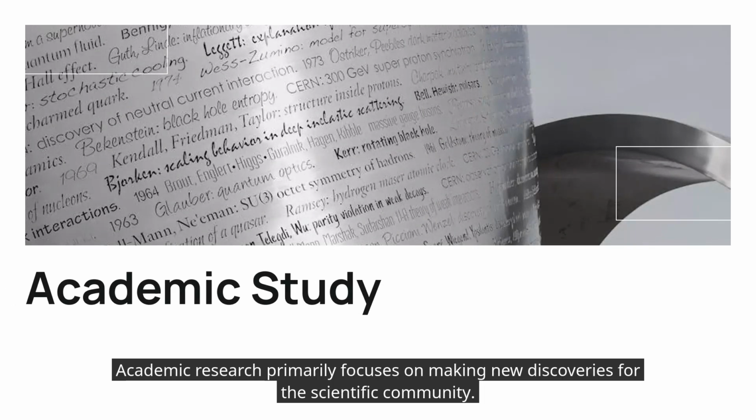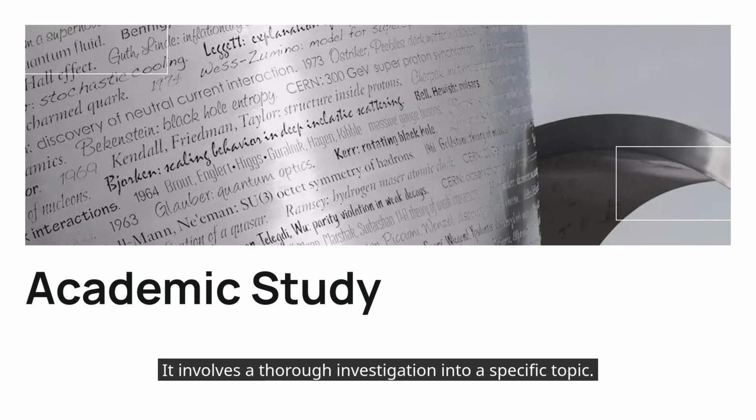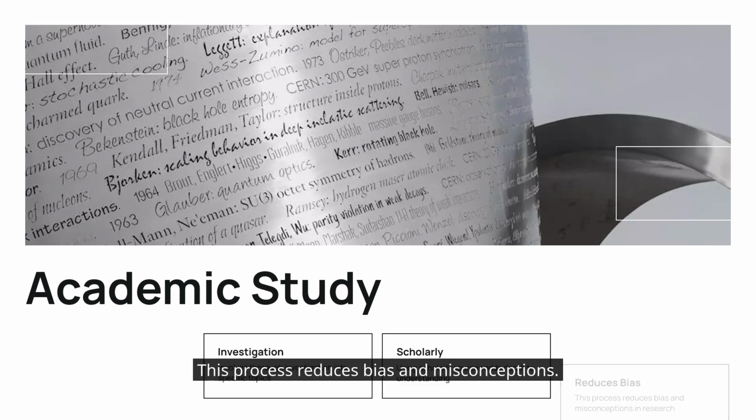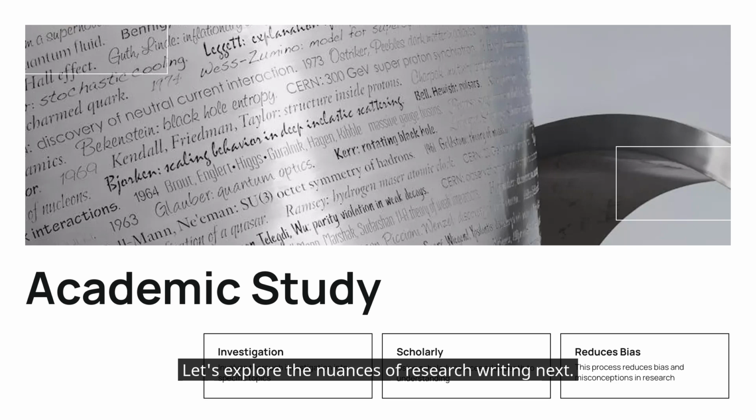Academic research primarily focuses on making new discoveries for the scientific community. It involves a thorough investigation into a specific topic. Using scholarly sources adds depth to your understanding and strengthens your argument. This process reduces bias and misconceptions. Let's explore the nuances of research writing next.